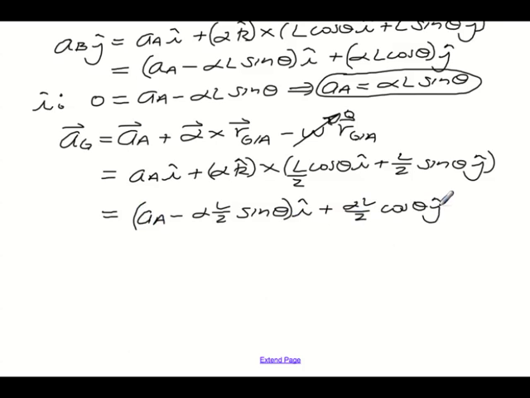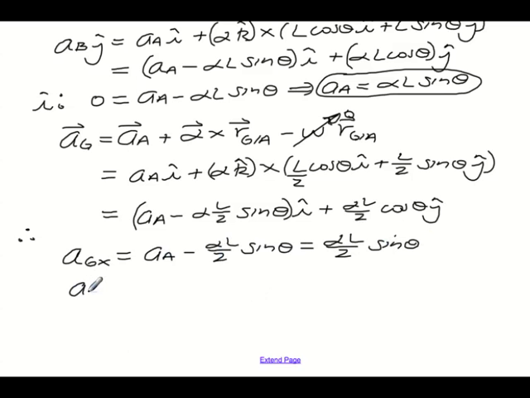Okay, so what we wanted was to get AGX and AGY in terms of alpha. So I see from here, therefore, the AGX is equal to A sub A minus alpha L over 2 sine theta. Above I saw that A sub A was equal to alpha L sine, so this becomes a plus alpha L over 2 sine theta. And AGY is going to be equal to alpha L over 2 cosine. Like that. So that's what we need. We got this equation to substitute in, this equation to substitute in.